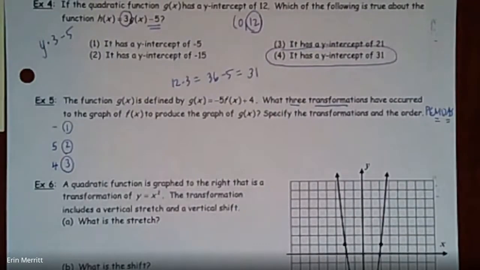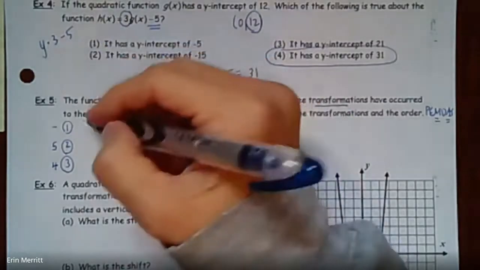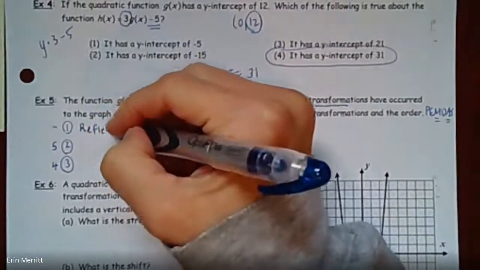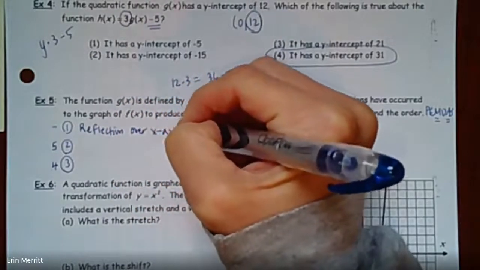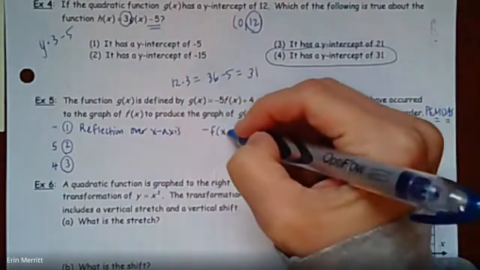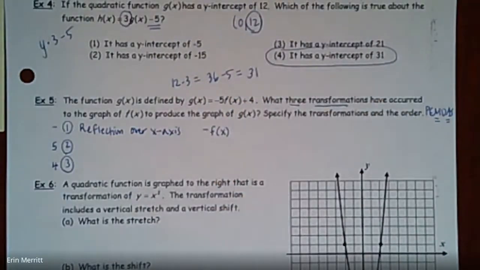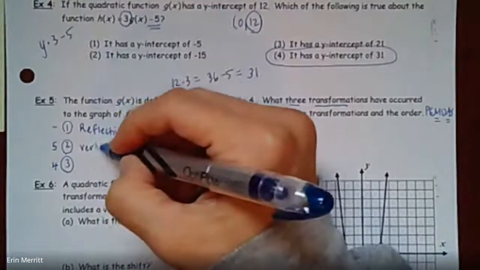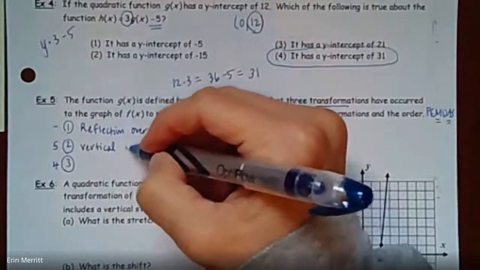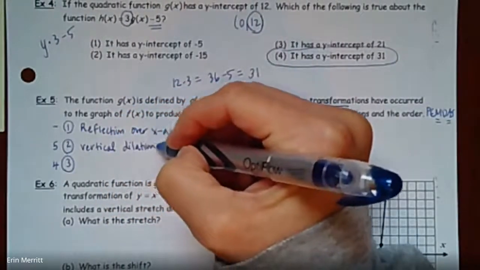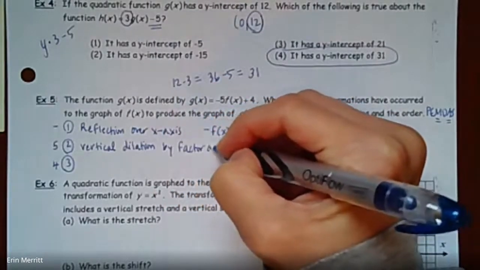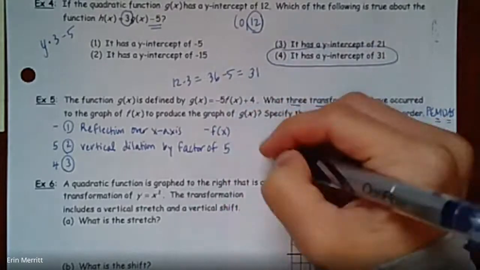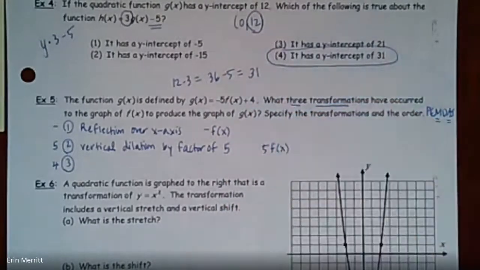So if we negate f of x, that is a reflection over the x-axis. So that's when we have this guy. Right? Then when you have the 5 out front, that is a vertical dilation or a vertical stretch. Call it either way, right? By a factor of 5. Right? So that's the 5 times f of x piece of it.